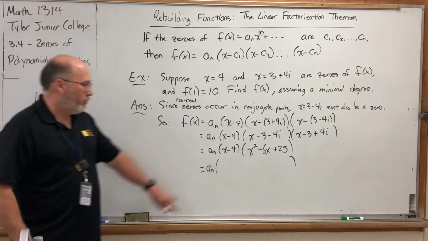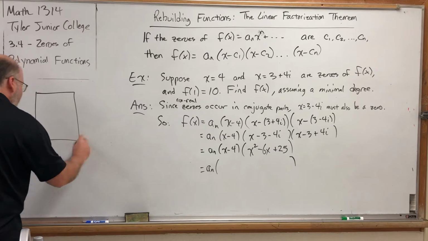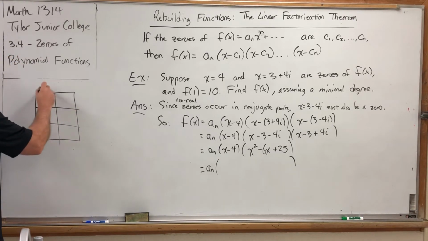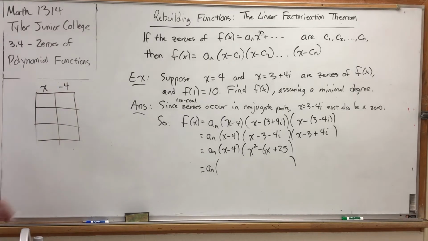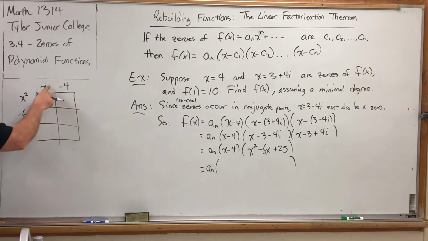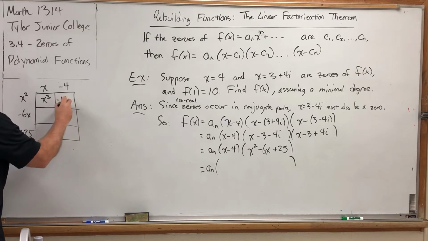I'll need a 2x3 table because it's 2 terms times 3 terms. So we'll do it like this. The binomial is x minus 4, so I'll put x minus 4 here. The trinomial is x squared minus 6x plus 25, and now I just have to fill in each box with its product. x times x squared is x cubed. x squared times negative 4 is negative 4x squared.